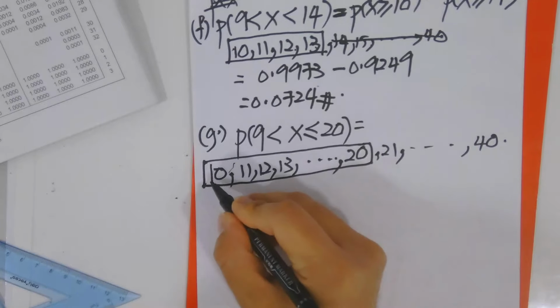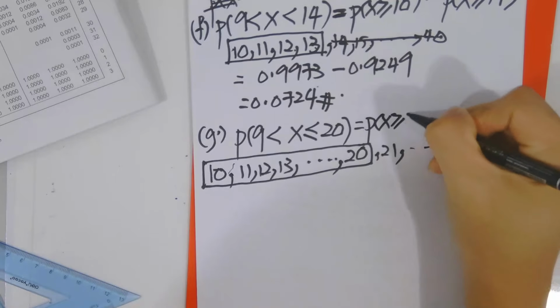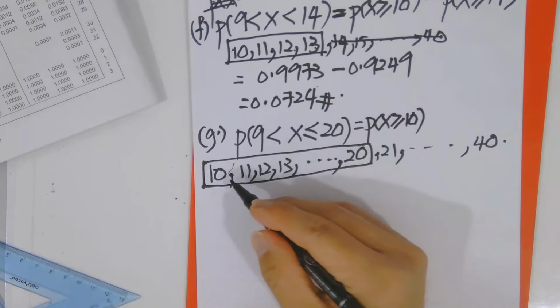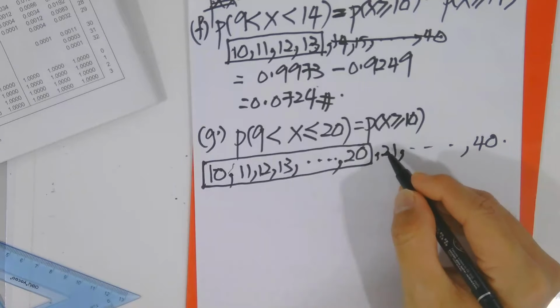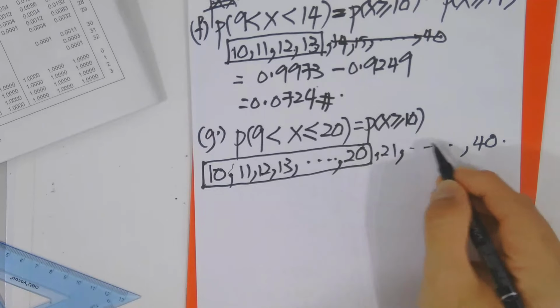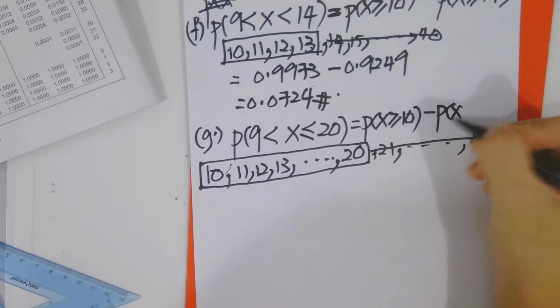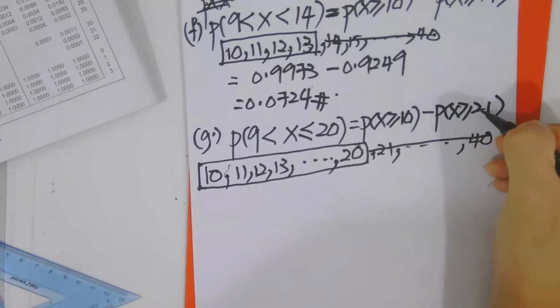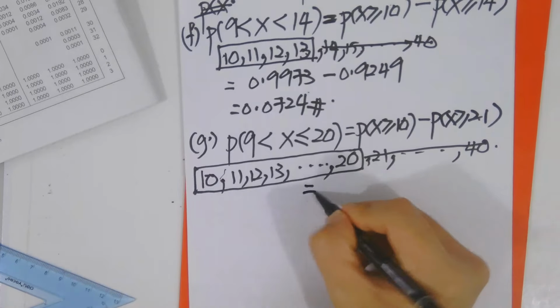So we start from what value? We look here, start from inside the box. Start from 10 up to 20, but we don't want 21 and above. We just want 20, but 21 and above we don't want. So we have to cut out this, so this becomes at least 21, because from 21 and above we don't want, that's why we minus.